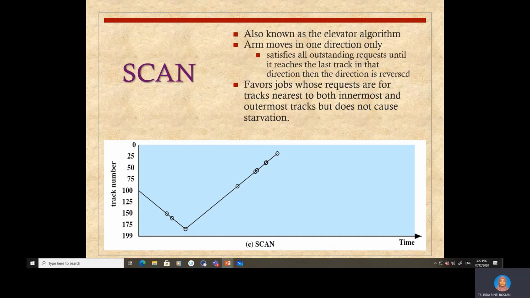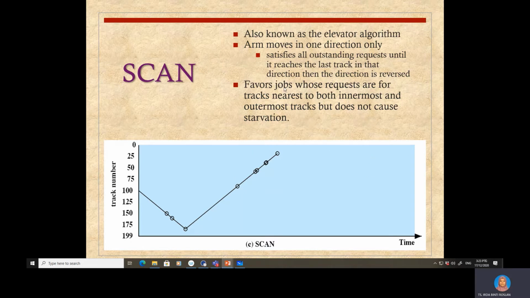It satisfies all outstanding requests until it reaches the last track in that direction, and then the direction is reversed. So basically, SCAN favors jobs whose requests are for tracks nearest to both the innermost and outermost tracks, but does not cause starvation. This is the good thing. We can see here the fairness part, the fairness can be achieved from here.